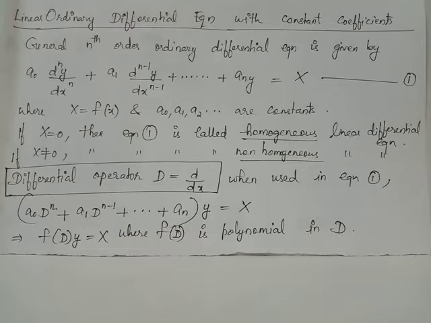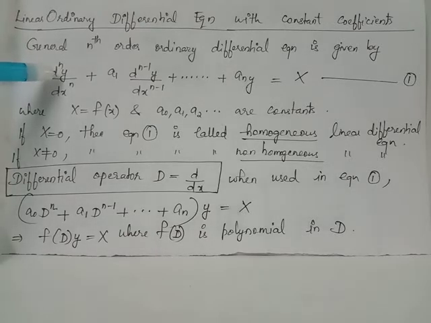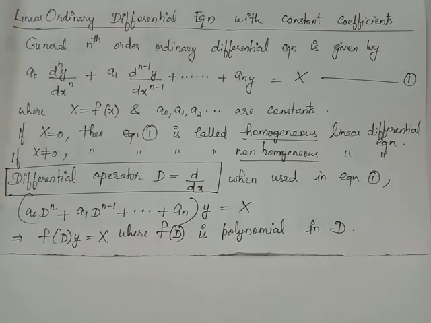are constants. The term d raised to n y by dx raised to n is the nth order derivative of y with respect to the independent variable x. Similarly, d raised to n minus 1 y upon dx raised to n minus 1 indicates the n minus 1th order derivative of y with respect to the independent variable x. If the RHS is 0, then we call the equation a homogeneous linear ordinary differential equation. Whenever the RHS capital X is not equal to 0, we call the equation a non-homogeneous linear ordinary differential equation.